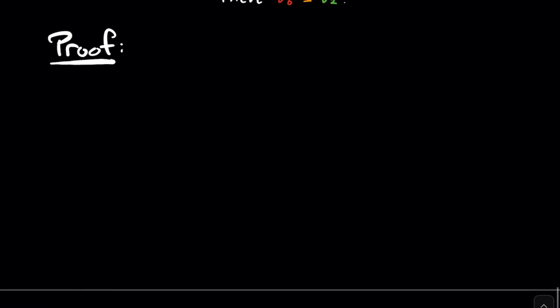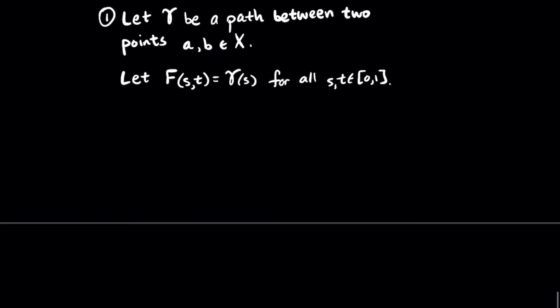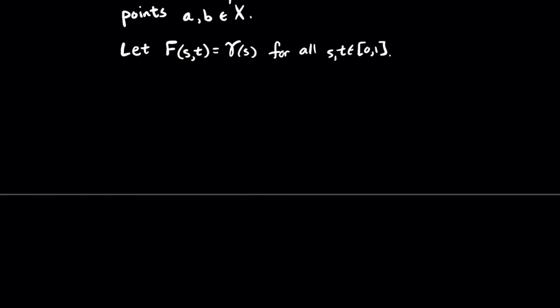And we'll go through the proof of this. So number 1, take a path gamma that goes from A to B. And let's just let the homotopy F always be gamma, just that curve. So it's like a constant homotopy. And so I'm saying let every curve in the family that is the homotopy just be gamma.